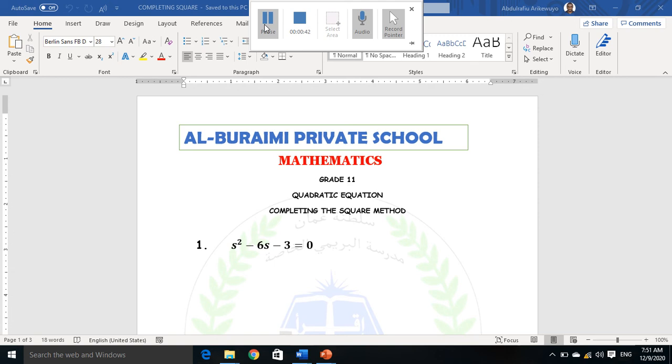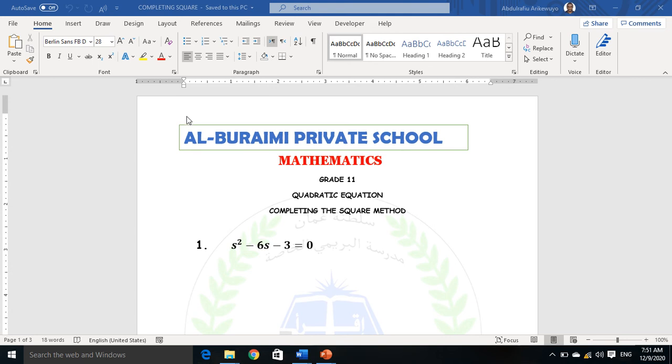Alright, in this one, we are going to solve the same quadratic equation problems but using another method, as you can see on the screen. So let us see how to solve this using the completing the square method. So let us see how we use that.